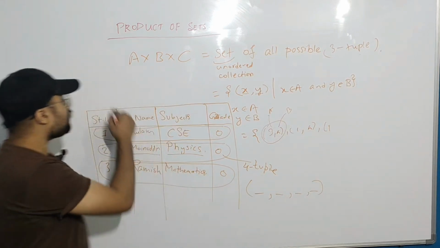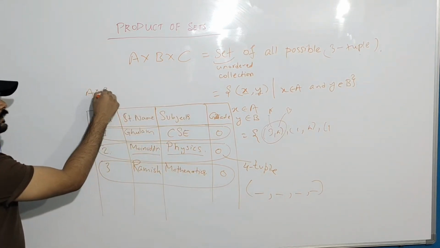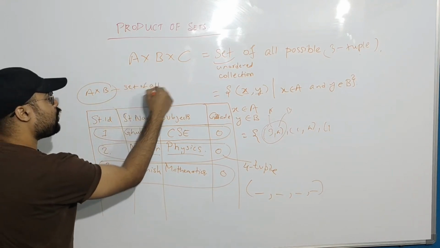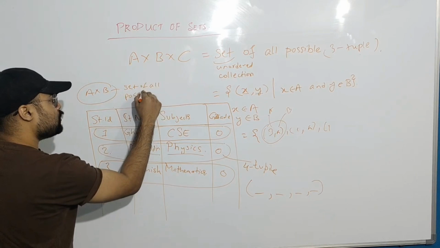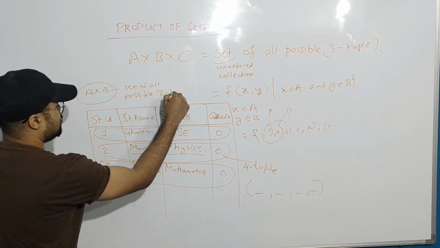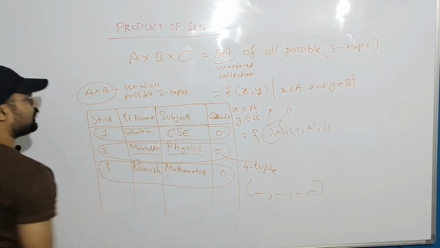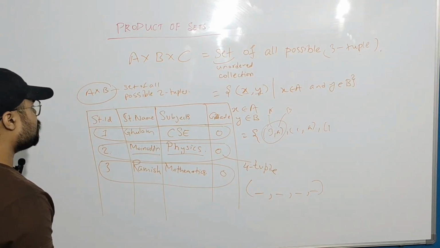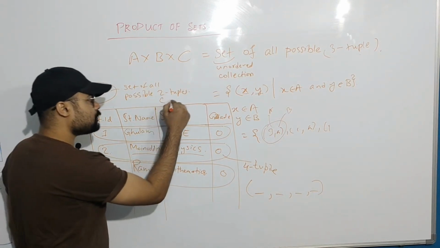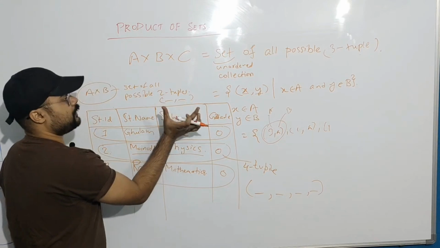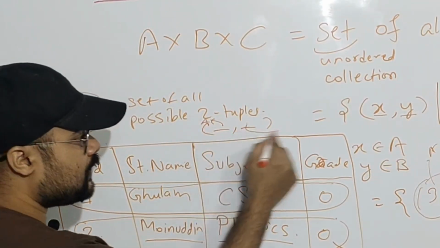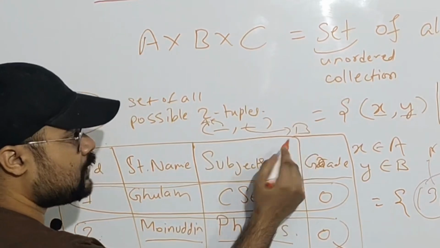So A cross B is the set of all possible two tuples. Okay, set of all possible two tuples, where two tuples means ordered pair. The first element always has to be from A, second element always has to be from B.